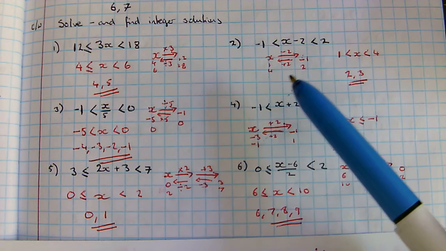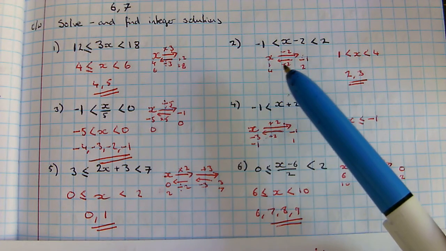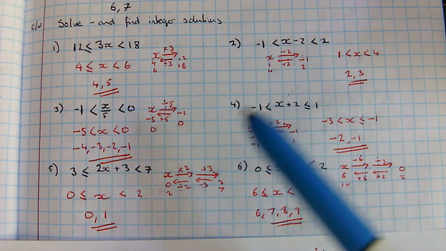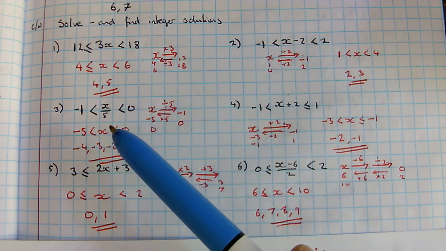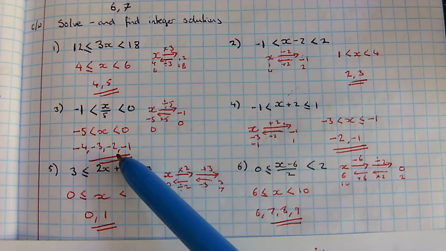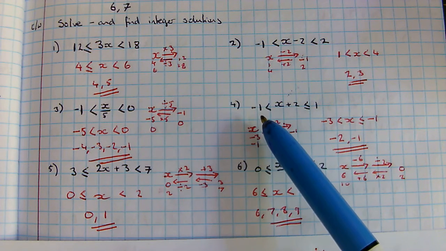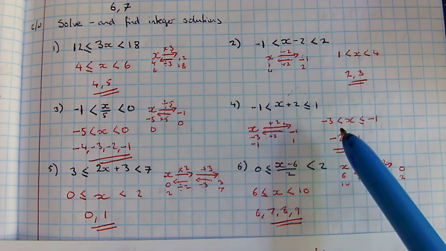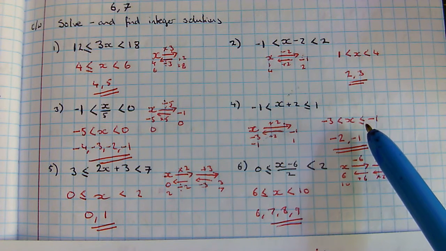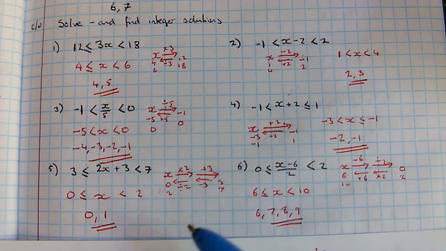Done exactly the same here for x minus 2. I needed to add 2 to both sides, so it tells me it's between 1 and 4, so it can only be 2 or 3. Here I've needed to times both sides by 5, so it gives me minus 5 and 0. So my possible solutions are minus 4 all the way up to minus 1. Needed to subtract 2 from both sides to give me minus 3 and minus 1. So my possible solutions are minus 2 and minus 1. Notice that minus 1 is included because it's not a strict inequality. Minus 3 is not included because it's strict.